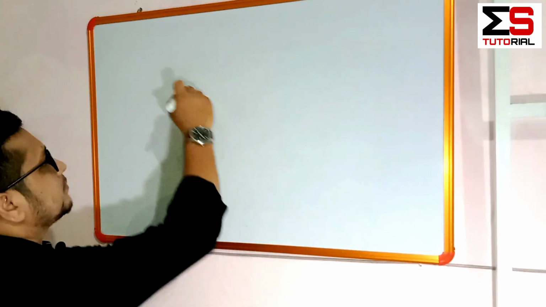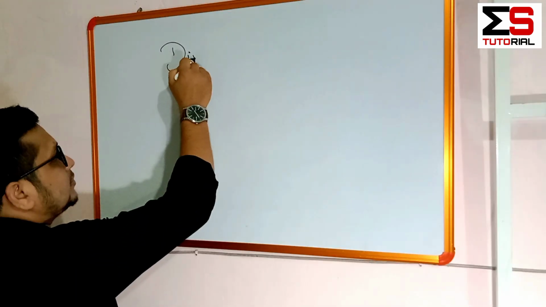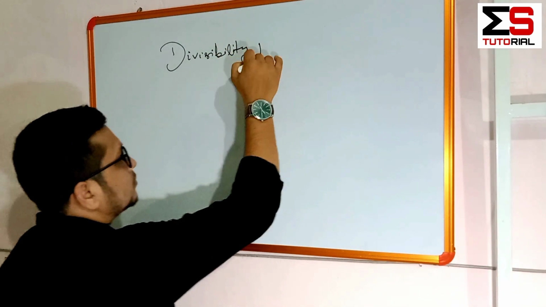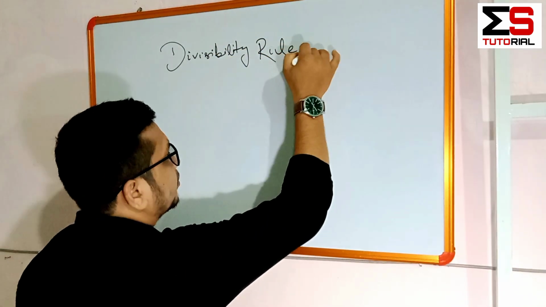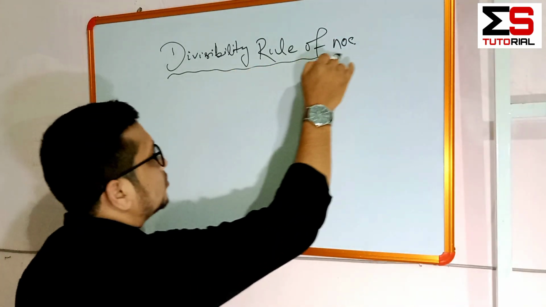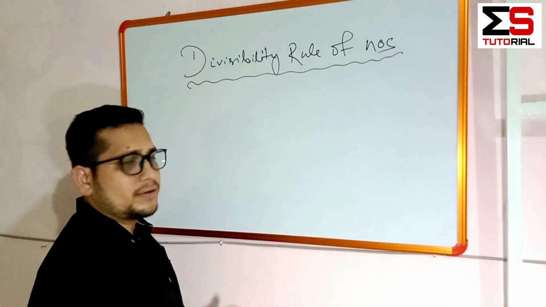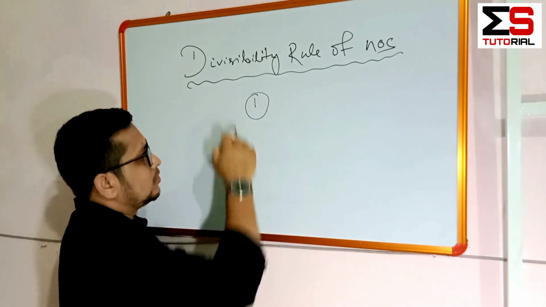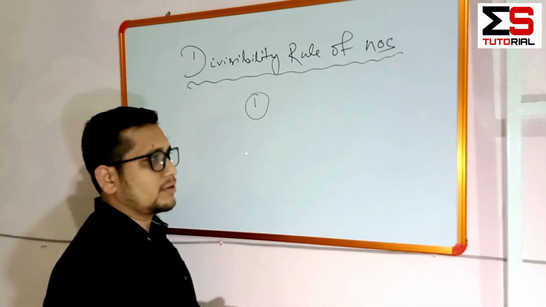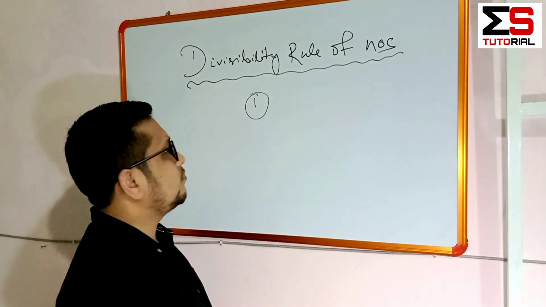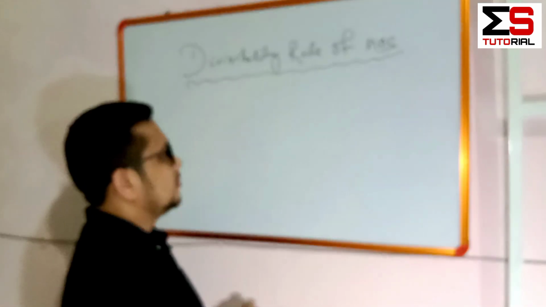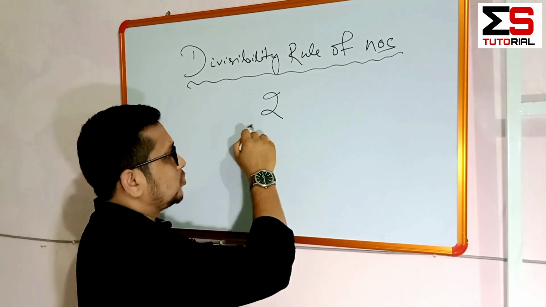So give a heading, divisibility rule of numbers. So starting from 1, as we all know that each and every number is divisible by 1. So there is no specific rule for the divisibility rule of 1. So we will start from the divisibility rule for 2.